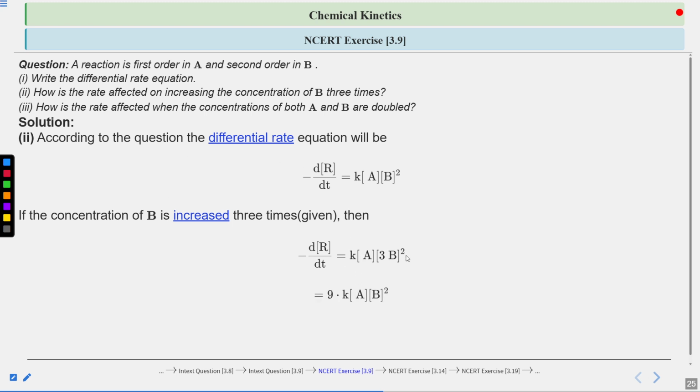You can also write it as 3 whole square, which you can take common as 9. So 9 times k, A concentration multiplied by B concentration whole square.